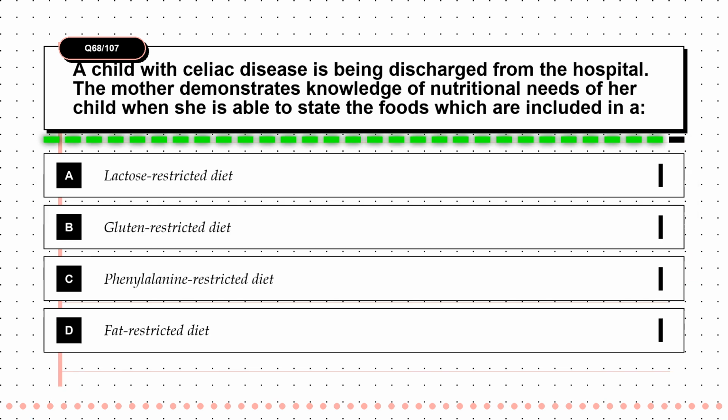Question 68. A child with celiac disease is being discharged from the hospital. The mother demonstrates knowledge of nutritional needs of her child when she is able to state the foods which are included in: Here are the options. Option A. Lactose-restricted diet. Option B. Gluten-restricted diet. Option C. Phenylalanine-restricted diet. Option D. Fat-restricted diet.